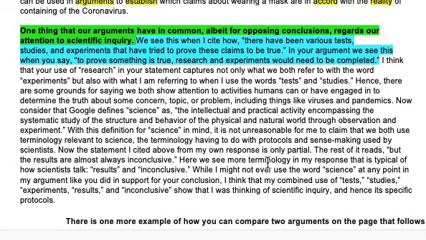Here we see more terminology in my response that is typical of how scientists talk. Results and inconclusive. While I might never use the word science at any point in my argument like you did in support of your conclusion, I think that my combined use of test, studies, experiments, results, and inconclusive shows that I was thinking of a scientific inquiry and hence its specific protocols. Wow, this is a great response.